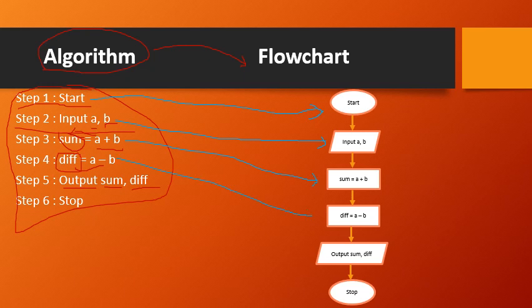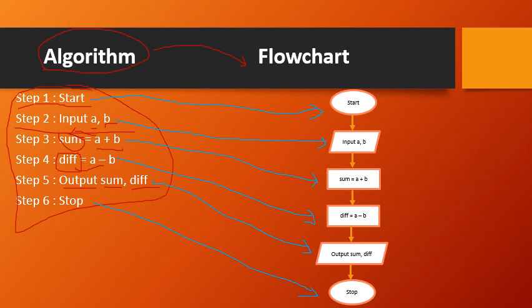So each of the steps which are part of the algorithm is represented pictorially or diagrammatically in the form of different shapes, and each of these shapes has a predefined meaning. When I just look at this particular flowchart, I can say this is the start, since it is an oval. This is again an oval, so obviously it is going to be a stop. Then there is a parallelogram.